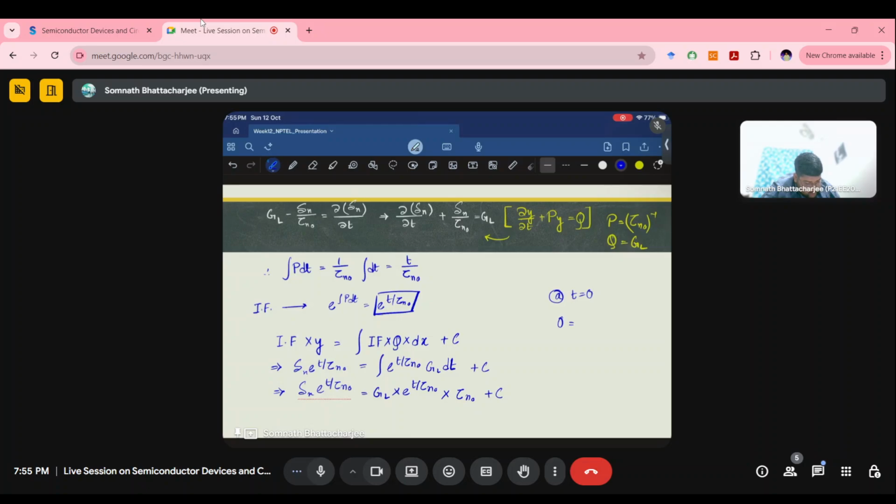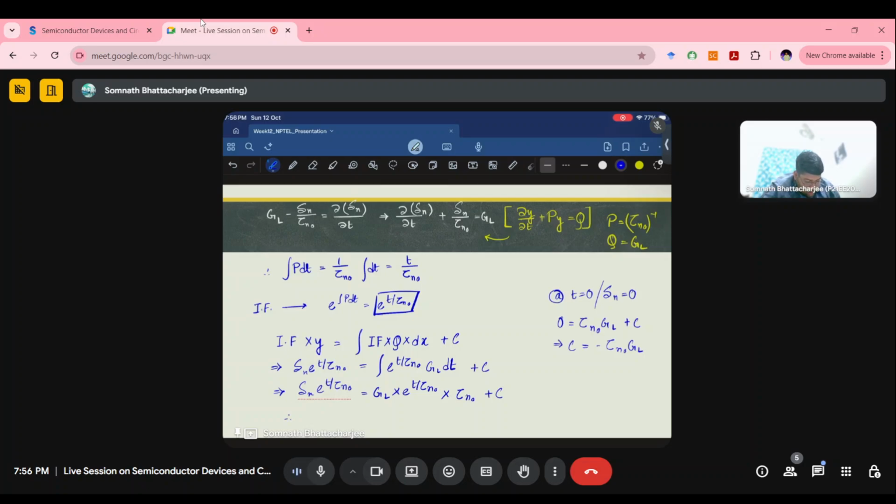This is 0 and this term is 0. So we also have to put x equals 0 as well. Let's put it as this. So this will be this, and this would be tau n naught GL. This term is 1, so this will be plus c. So c will be minus tau n naught GL.